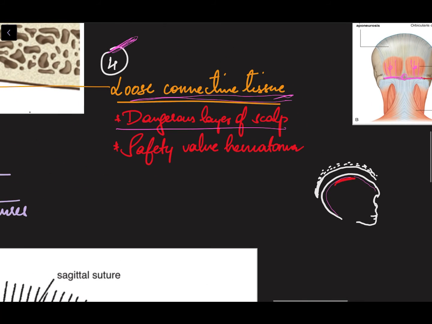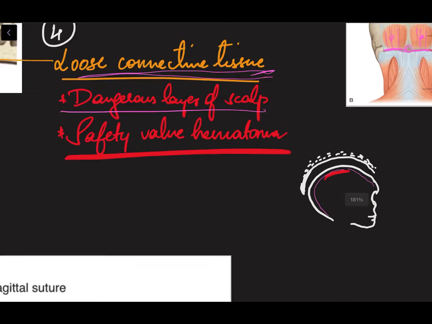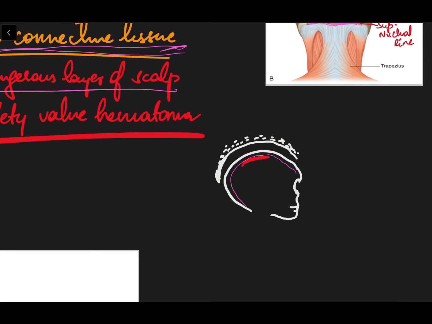Now here I have written another thing called safety valve, hematoma. It can also act as a safety valve. How can it act? Look at this diagram. You can clearly see over here, this is the skull cap, this pink one is the dura mater, and this red one is an intracranial hemorrhage, inside the skull cap, right? And here, this is the space, that is the loose connective tissue layer. This is the space over that, right?